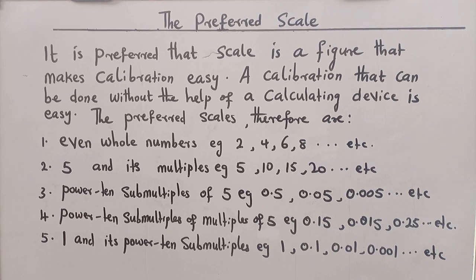The last but not the least is 1 and its power 10 submultiples. Though these figures can be covered in this number 2, it is important to repeat it because 1 is unique here. 1 is not an odd number, it's not an even number, and yet we are trying to mention it here that 1 can be used because 1 can easily be added to anything to get the next number. Therefore, 1 and its power 10 submultiples are also preferred scales. Example, 1, 0.1, 0.01, 0.001, and so on and so forth.